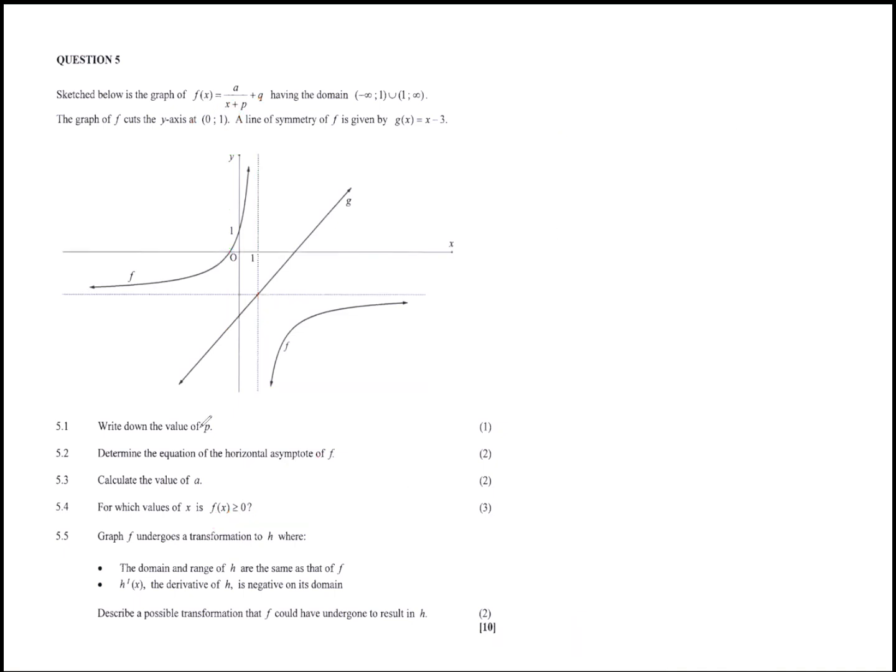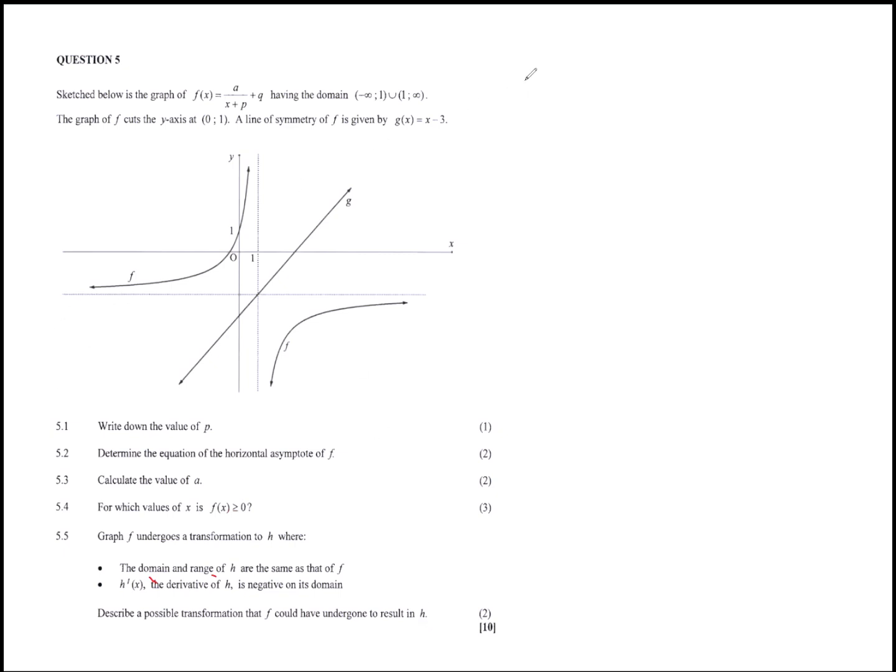It says graph f undergoes a transformation to h where the domain and range of h are the same as that of f, right? So they're mentioning that the domain and range of h would still be the same even if this transformation takes place. But then h prime x, which is the derivative of h, is negative on its domain, right? So they say describe a possible transformation that f could have undergone to result in h.